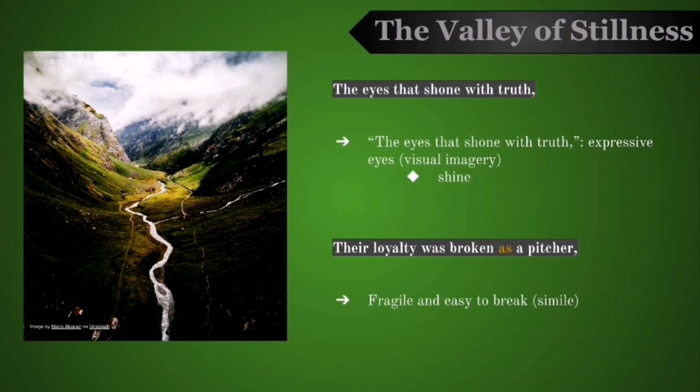The second line says, "their loyalty was broken as a picture." It is an example of a simile because it compares loyalty to a picture and also includes the word as. A picture is something fragile and easy to break, and loyalty is also fragile and easy to break. That's why they are being compared.